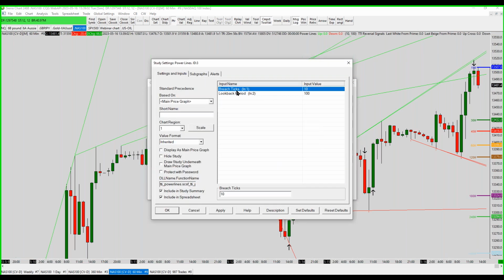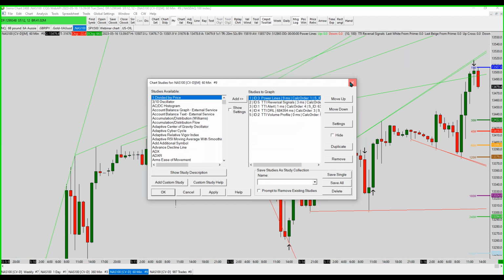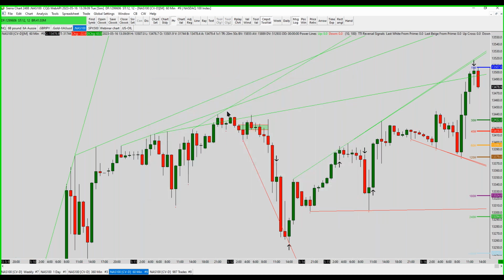So if any power line gets breached by more than 10 ticks or 10 pips, it goes away according to my setting. You can set it differently. So if you have a line, and the candle goes through it and closes 10 ticks or more above it, this line disappears. It's not effective anymore, right? Such as this one here.